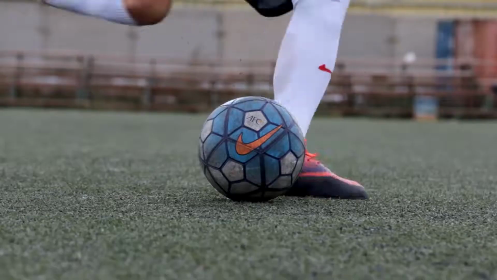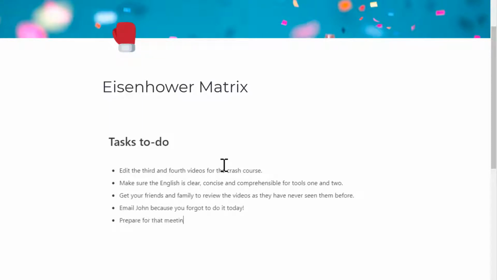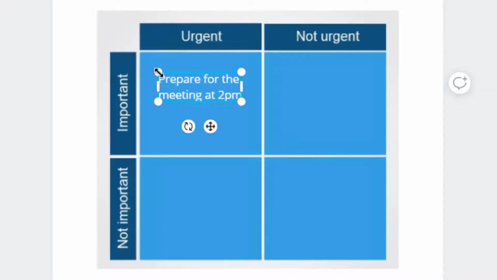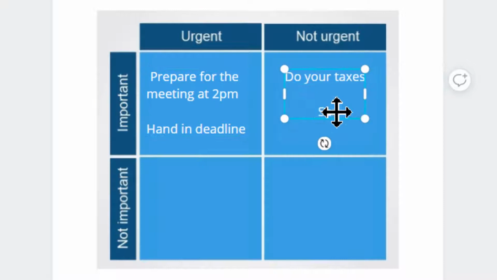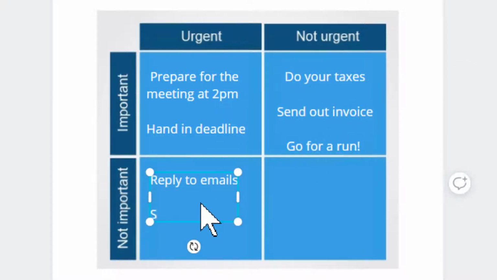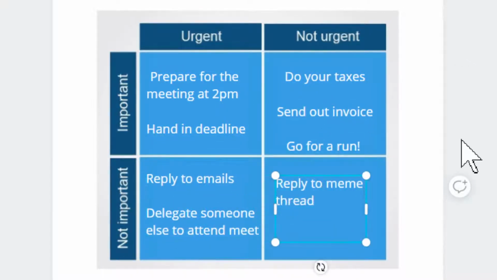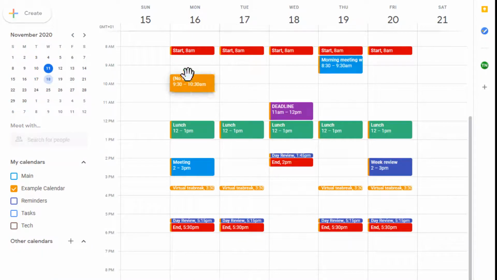So, to kick us off, write down everything into one long to-do list. Next, download or create your own Eisenhower Matrix, or even just write an event's urgency or importance next to it on your to-do list. Then start putting your to-do list into the Eisenhower Matrix.